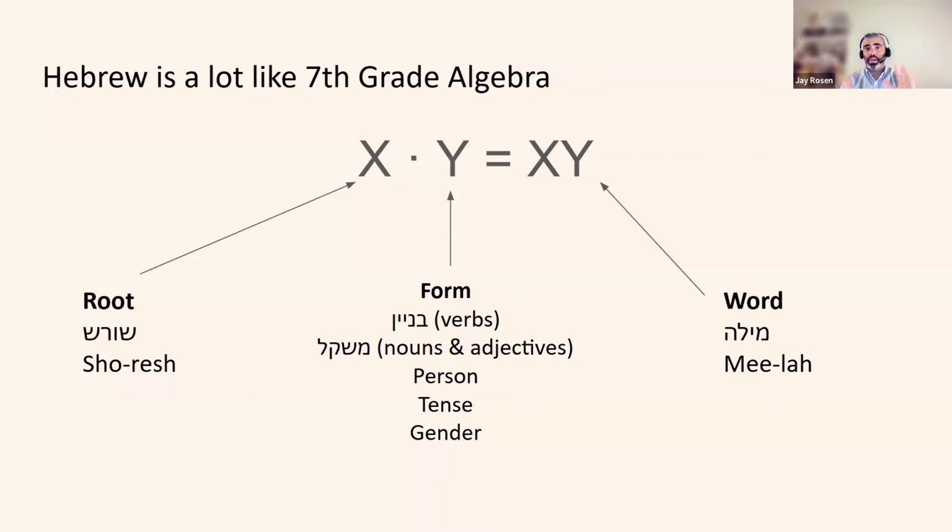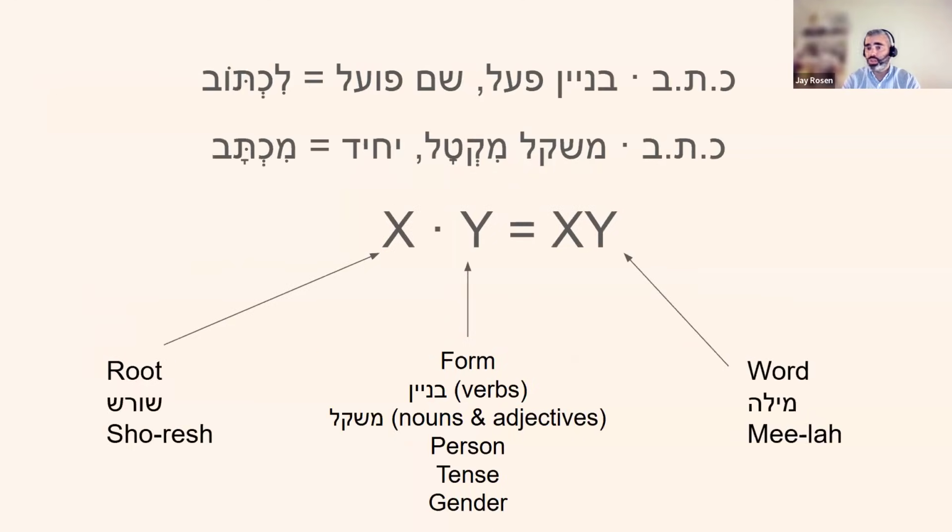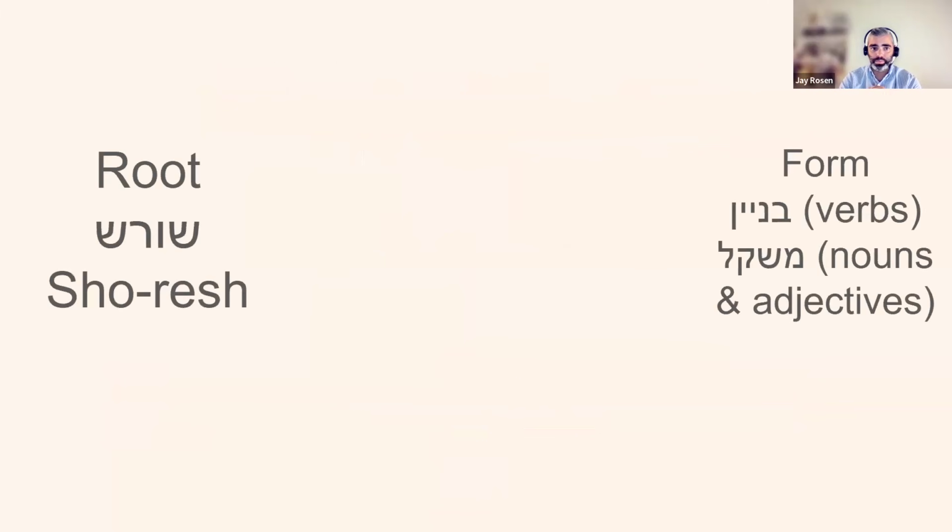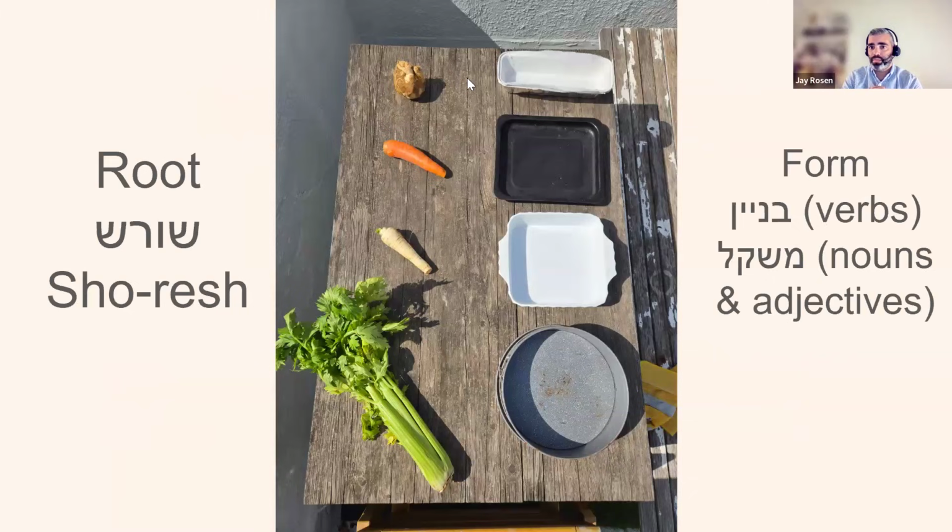Okay? So if this is seventh grade algebra, and I always show you this example where we take the root kaf, taf, bet, and we plug it into the different forms, we get different words, right? We're going to take a further step back. I'm going to illustrate this in a way that makes it even easier to understand. What did I just say? That every Hebrew word is comprised of a root, a shoresh, and a form. The forms change whether they are for verbs or for nouns and adjectives, right?